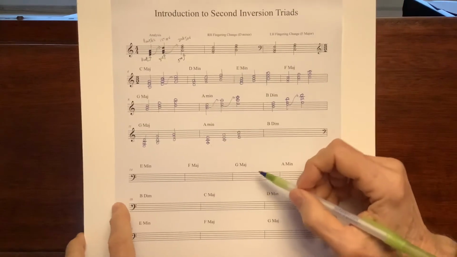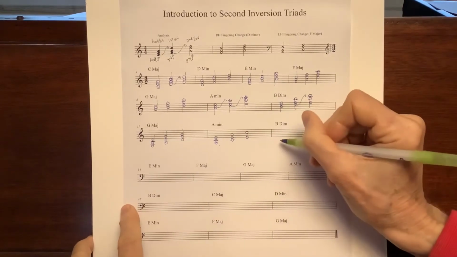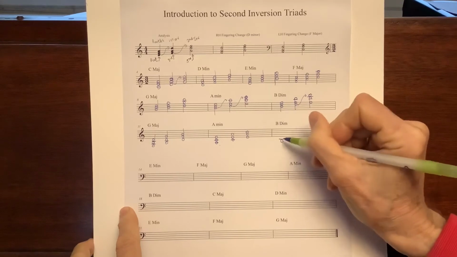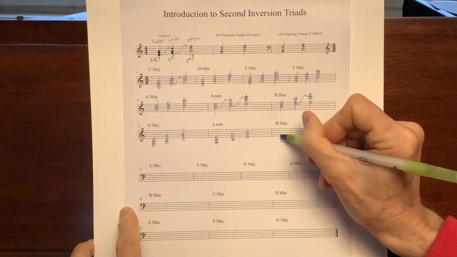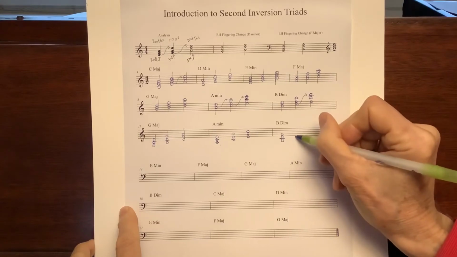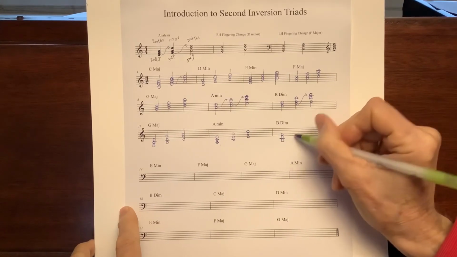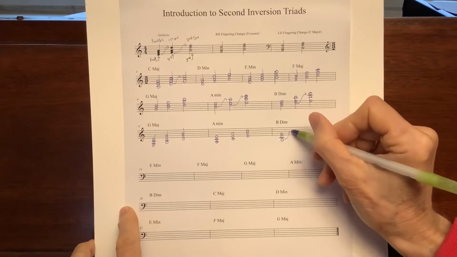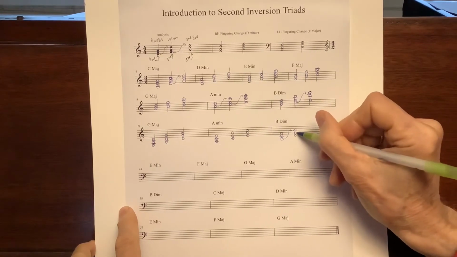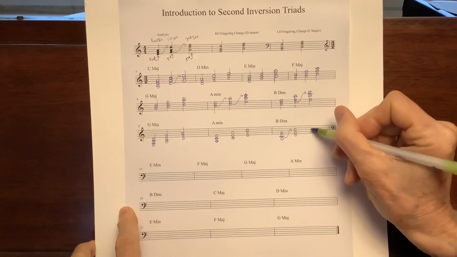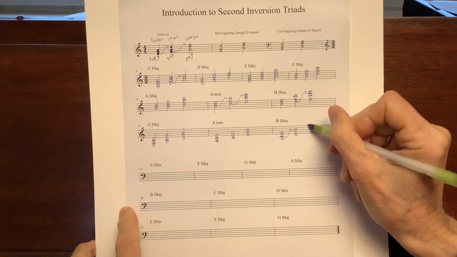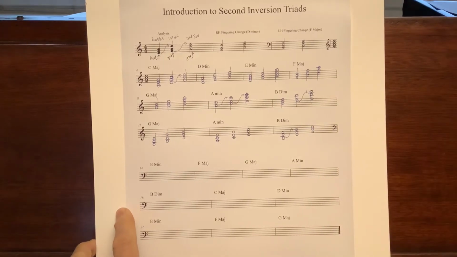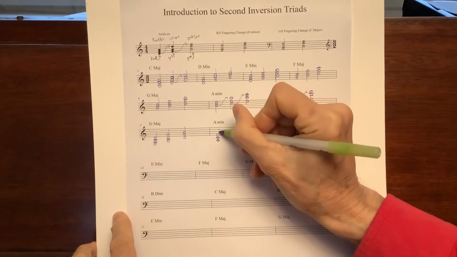All right, B diminished now. We have the C ledger line, middle C. So B is right below that. D, F. First inversion, D, F. Keep the D and the F. The B slides up an octave like that. Okay, second inversion, we're going to keep the F and the B. And the D comes up an octave. And we need our stems.